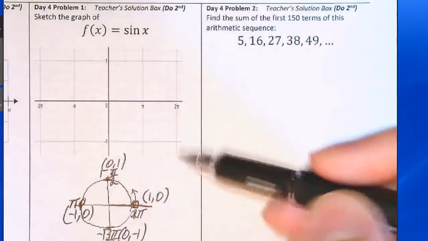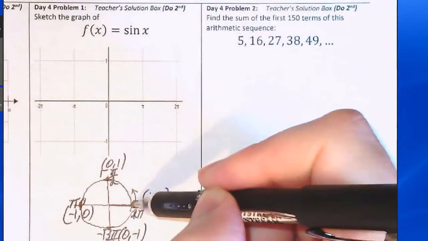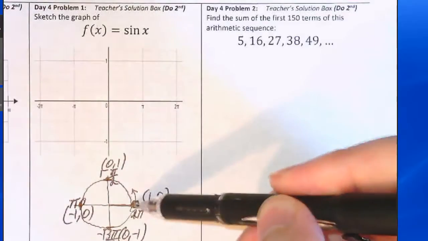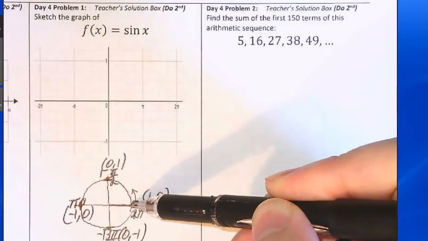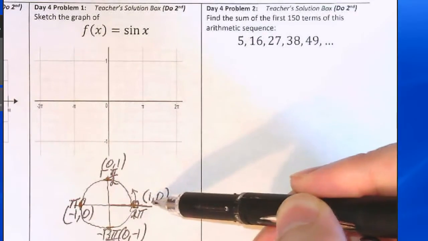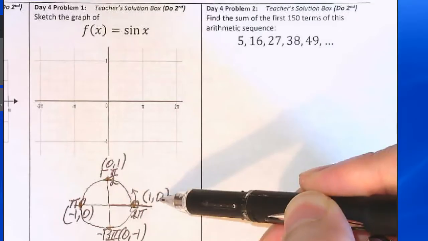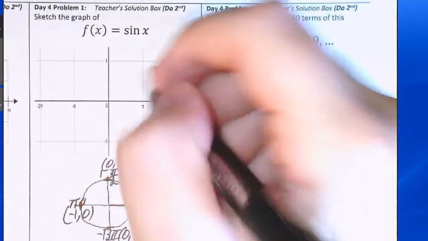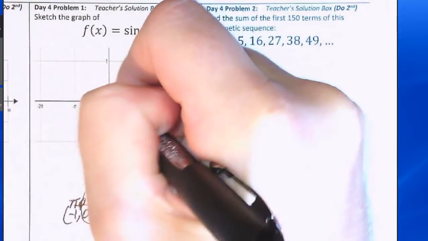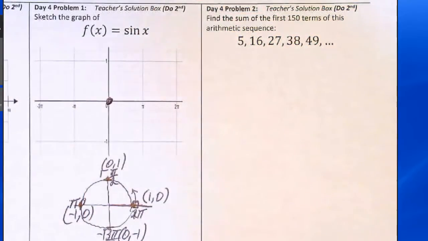So one number that we should try for x is to try 0. When you look at this point on the unit circle, where a 0 radian angle would be located, its ordered pair is 1, 0. The sine function is the y-coordinate of that ordered pair, 0. So when x is 0, the function turns out to be 0. There is a dot at 0, 0.